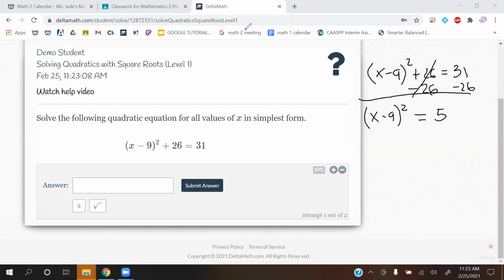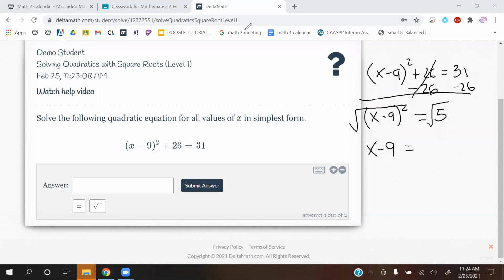Okay, then our next step is to do a square root on both sides. So let me write that out, square root and square root. So we're square rooting to cancel out the squared on the x minus 9. So we will be left with x minus 9. So we did a square root so we can cancel with the squared.